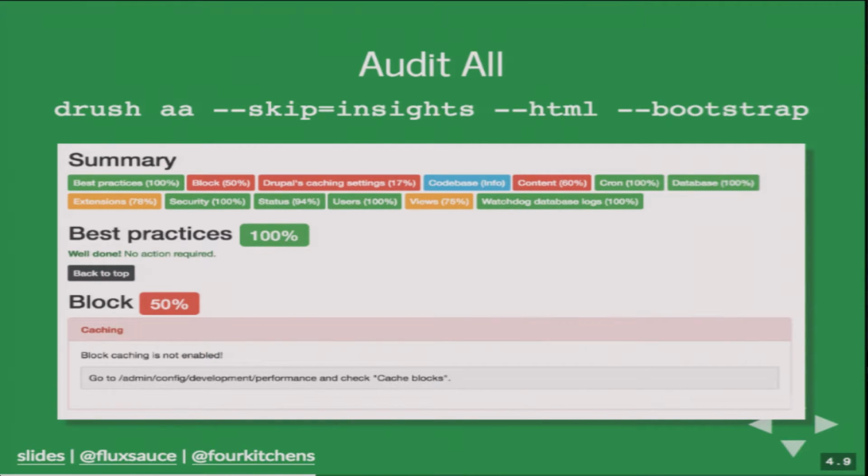So best practice is 100%. No action required. Block 50%. Oh, that's a problem. So this is something that you could actually put in front of someone, at least this top part, as an executive summary. It's like, hey, just tell me what's the health of this site? Oh, there's a bunch of red. We should probably do something about it. Oh, it's all green. Good job. Let's move on.